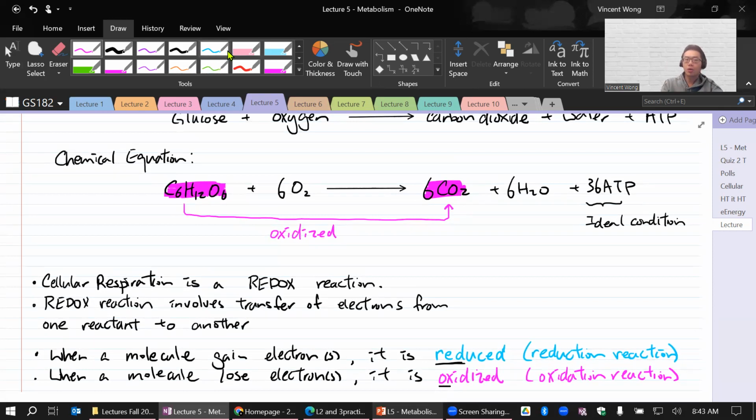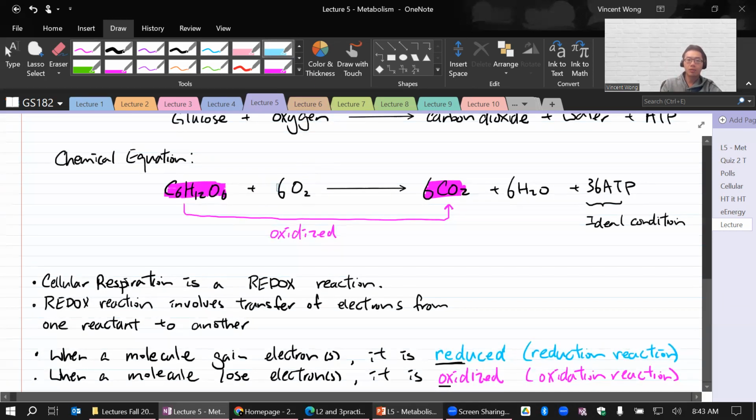Where are the electrons going? Well, there's only one place to go, right? The oxygen, right? So in this case, the oxygen will pick up the electrons, and when it gains electron, it is reduced. So oxygen is reduced into water. Glucose is oxidized into carbon dioxide. And in the process, you release energy, and that energy will be captured to produce ATP.